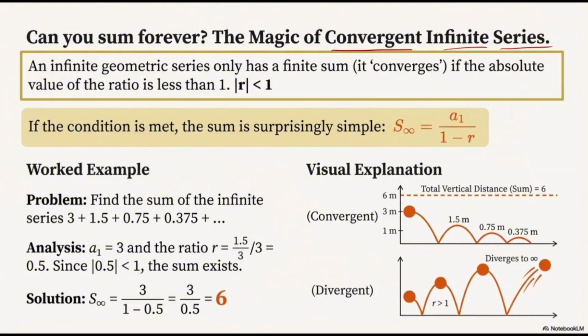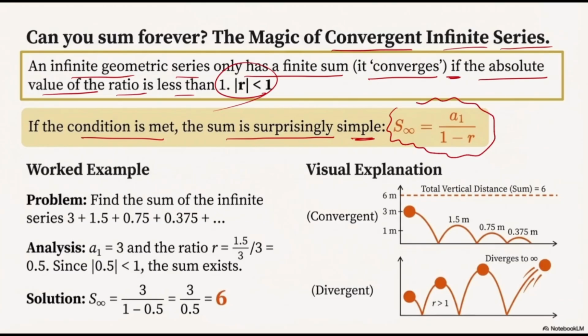What is that? An infinite geometric series only has a finite sum. It converges, remember, if the absolute value of the ratio is less than 1. If the condition is met, the sum is surprisingly going to be simple. As I just told you, the final numbers are going to be so small we can get rid of that. S of infinity is going to be a1, our first number, divided by 1 minus r.